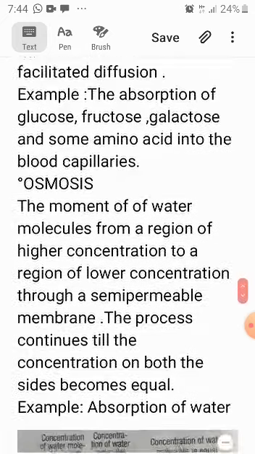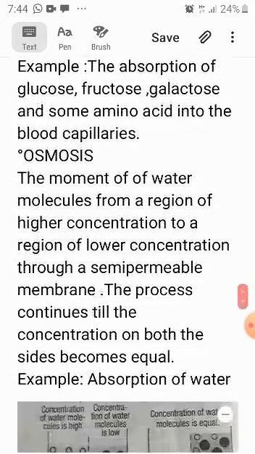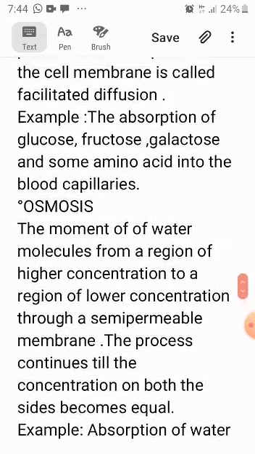Example, absorption of glucose, fructose, galactose and some amino acids into the blood capillaries. We know glucose, fructose and galactose are the simplest forms of carbohydrate, and amino acid is the simplest form of protein. These are absorbed into the blood through the blood capillaries. This is an example of facilitated diffusion.